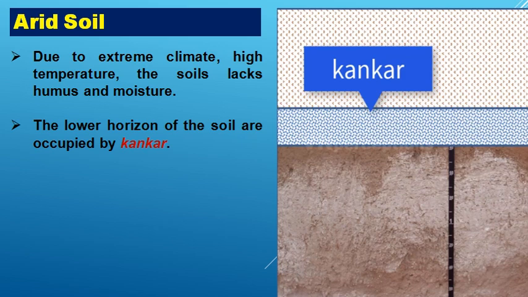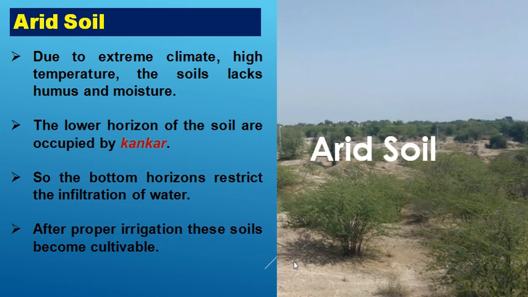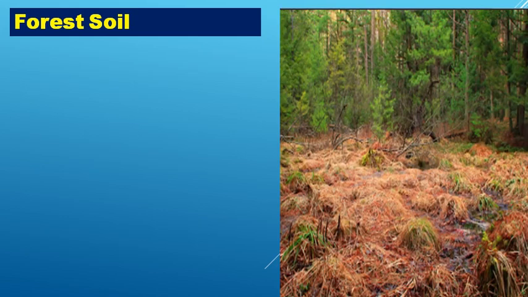The lower horizon of the soil is occupied by kankar. Kankar here means the layer of lime. Now this is good for the soil. So the bottom horizons restrict the infiltration of water. So whatever little rainfall these regions receive is stored in the upper layer of the soil, which is good for agriculture. So after proper irrigation, these soils become cultivable. The reason is even these soils, though the clay content is less, can retain water.